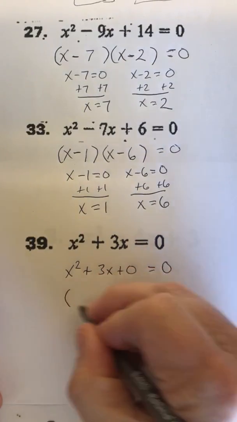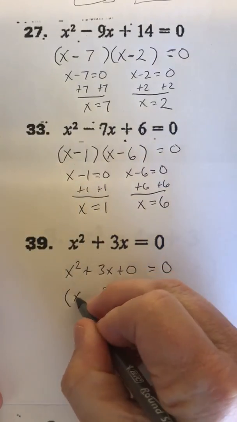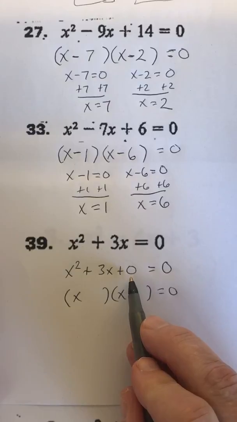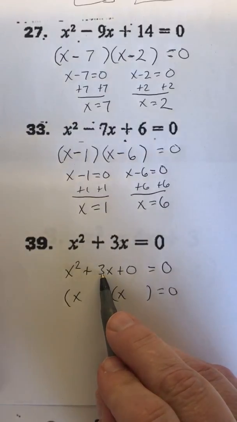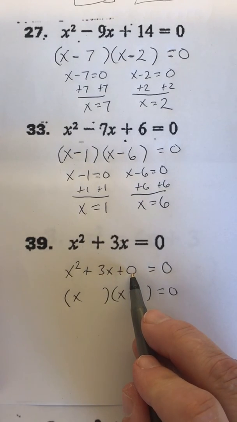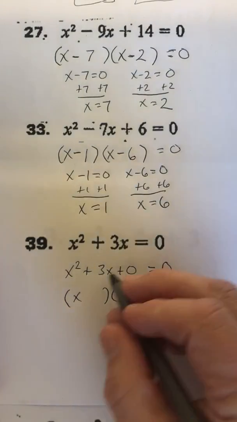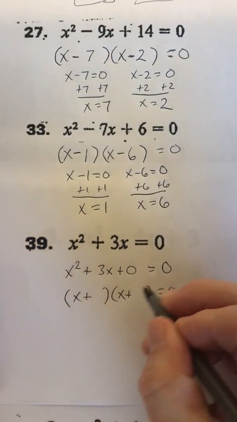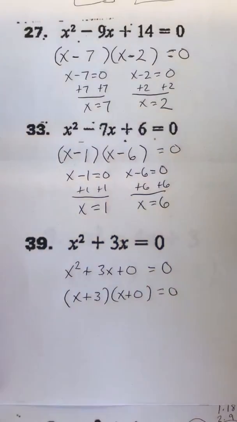So now we do our 2 sets of parentheses, equal to 0. Our x's are going to go in the front. Now we want our factors of 0. That's 2 things we multiply together. Then when we add them up, we get a 3. So 0 times 3, or 3 times 0, would give us 0. And 3 plus 0 would give us 3. So our signs are both going to be the same. They're both going to be plus. And we're going to put a 3 in one and a 0 in the other.